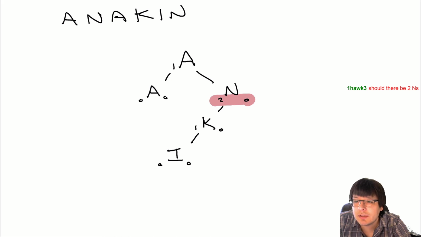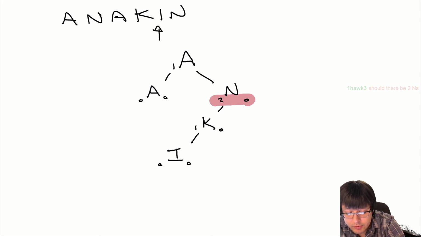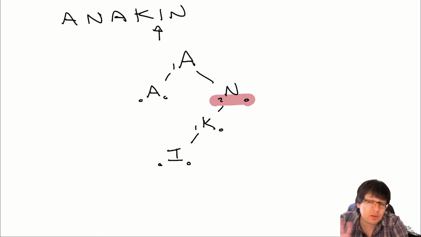Should there be two Ns? We haven't gotten there yet. We've just inserted the I. That's what I'm saying. As we insert, we check for balance. Right now, we just inserted the I. We still have to insert the N, but we don't insert it yet. We balance the tree before. You don't just insert and then balance after you finish inserting.